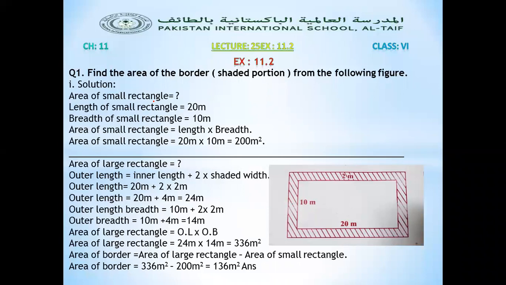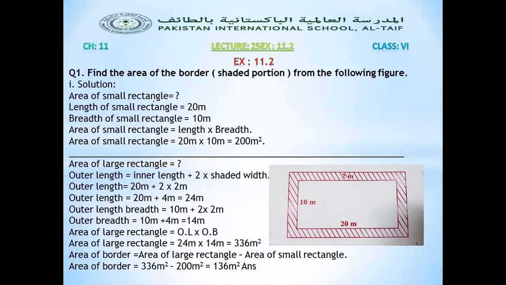Part number 1: here we are given the internal, meaning small, rectangle whose length is 20 meter and width is 10 meter, and the width of the border is given as 2 meter. First of all, we will find the area of the small rectangle, where length is 20 meter and breadth is 10 meter. Its formula is length multiplied by breadth. After multiplying 20 by 10, we get 200 meter square. This is the area of the small rectangle.